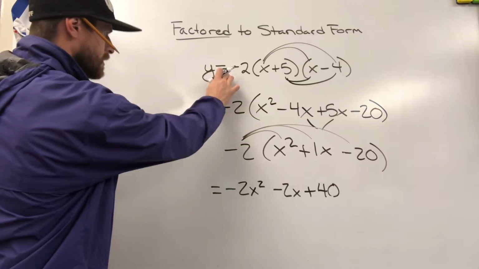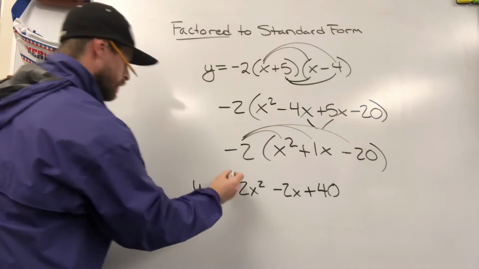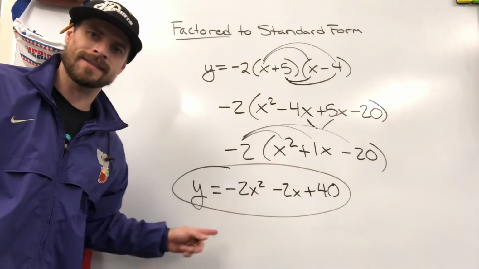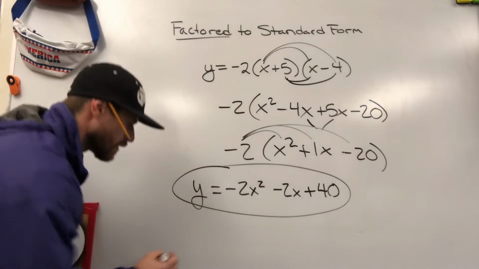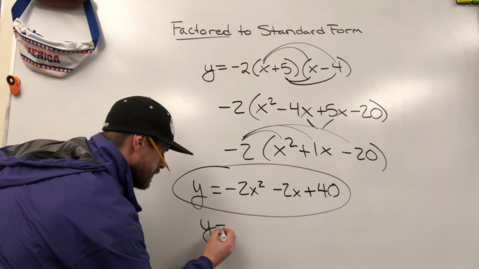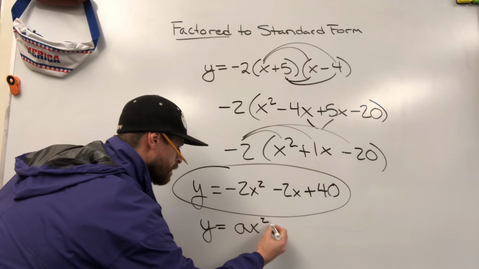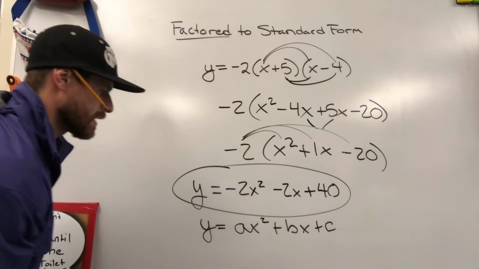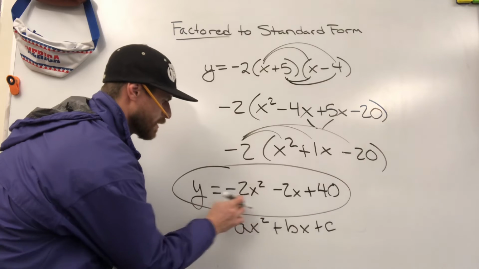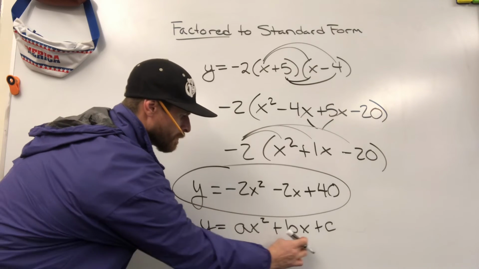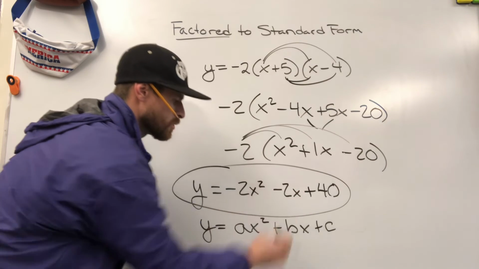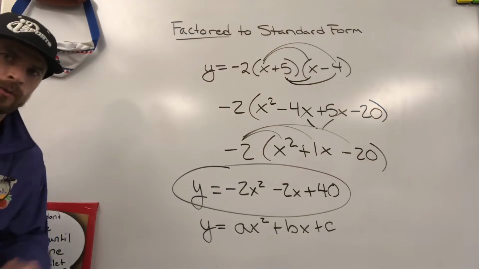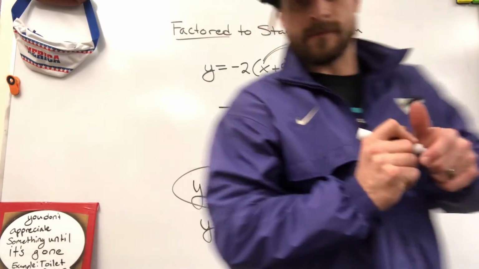We had a y equals at the start. We're going to end with the y equals. We now have a quadratic written out in standard form. If you're wondering why this is in standard form, a quadratic is always given as y equals ax squared plus bx plus c. Notice that we have our term with x squared in the front, our term with a coefficient attached to an x in the middle, and then c is our constant, or in other words, just a number without a variable attached.